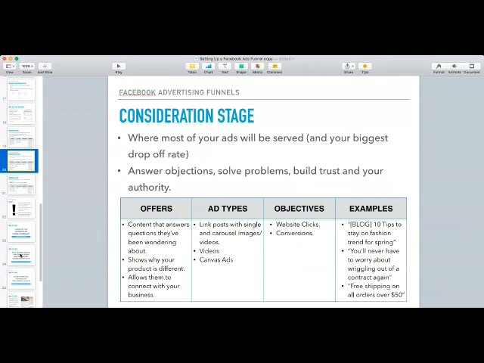Some of the other ad types you might want to use are what are called canvas ads, rather. Canvas ads are basically these mini mobile websites, and they're really just limited by your creativity because what they allow you to do is put different elements into a mobile site that immediately loads, so it's all hosted on Facebook.